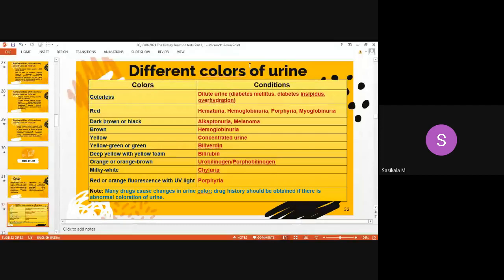Then, the different colors of urine and the conditions. Let's see what different colors of urine you may observe in different disease conditions. If it is colorless, the urine is very dilute urine.